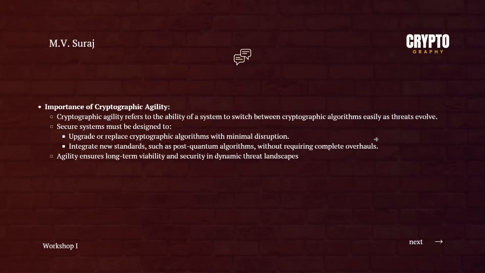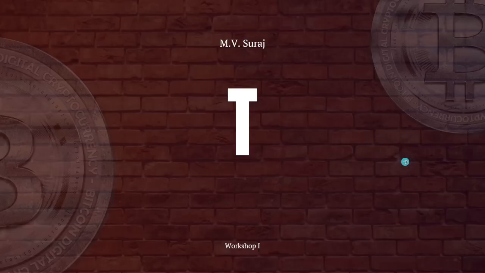The importance of cryptographic agility, and this is exactly what I mentioned before. It refers to the ability of a system to switch between cryptographic algorithms easily as threats evolve. Just as I said, secure systems must be designed to upgrade or replace cryptographic algorithms with minimal disruption, integrating new standards such as post-quantum algorithms without requiring complete overhauls. Agility ensures long-term viability and security in dynamic threat landscapes.